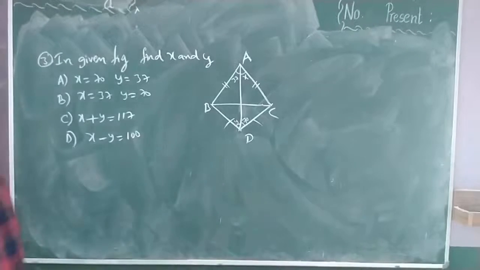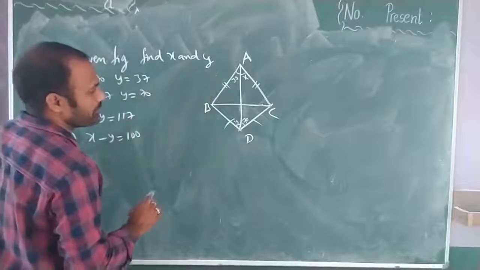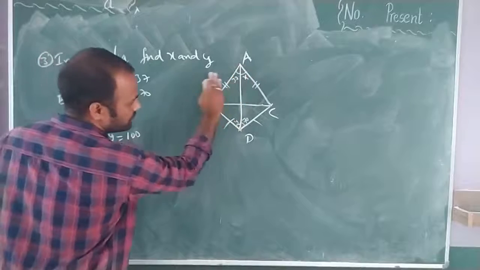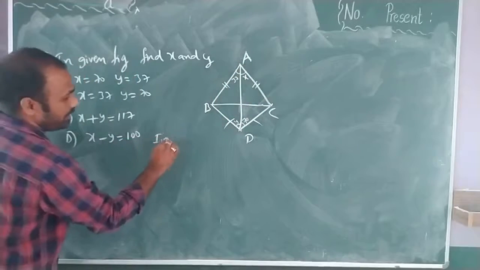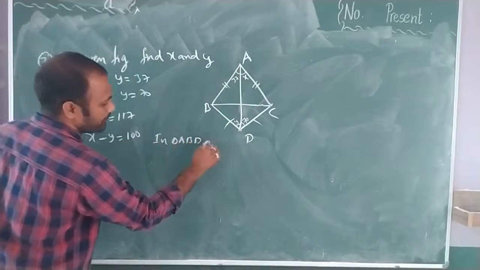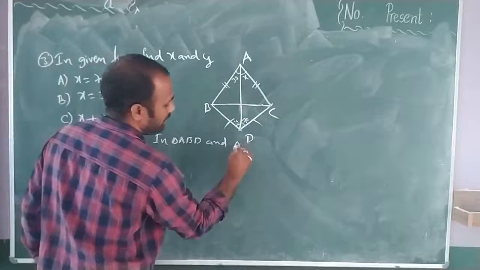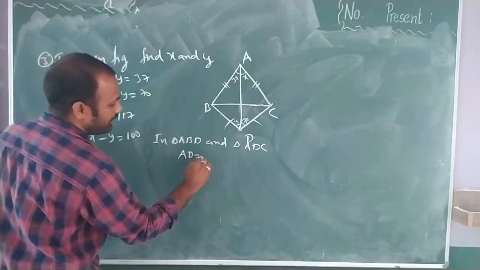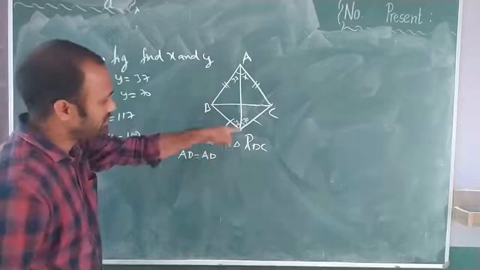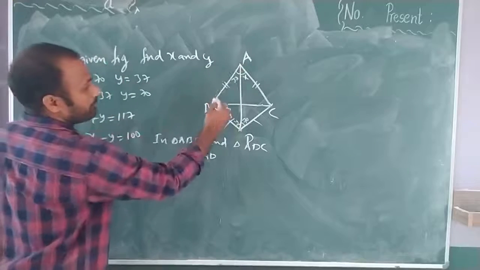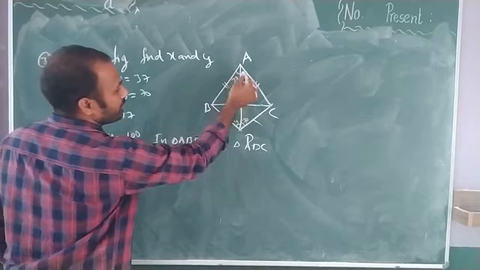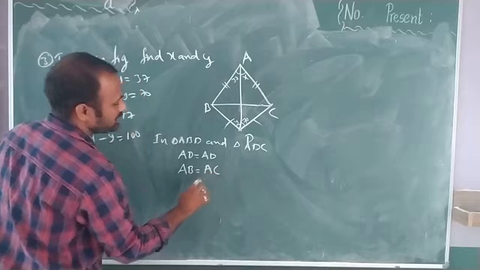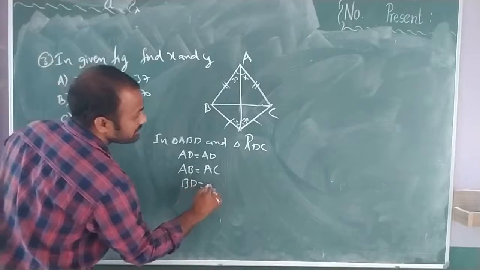Look at this third question. In the given figure, find x and y. If he is asking to find these x and y values, let us take this triangle and that triangle. In triangle ABD and triangle ACD, the common side is AD. AD is equal to AD, the reason is common side. And AB is equal to AC, BD is equal to DC.